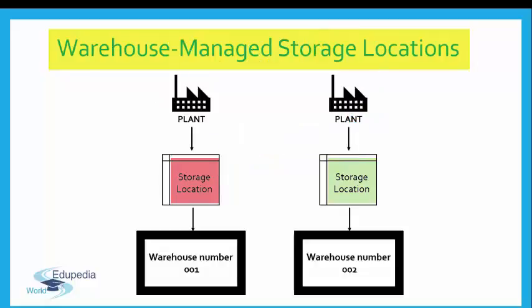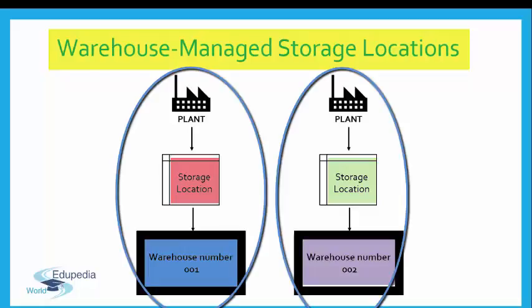Now, in SAP, we have the ability to assign a plant and a combination of plant and storage location to our warehouse number. Now, when we assign a plant and storage location to a warehouse number, this represents a key integration between inventory management and warehouse management. And now when this assignment is made, it means that storage locations are now what we call warehouse managed.